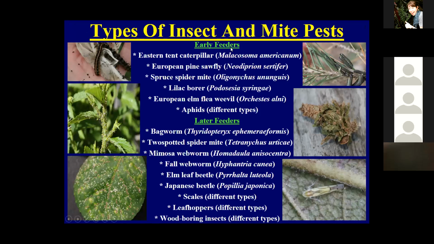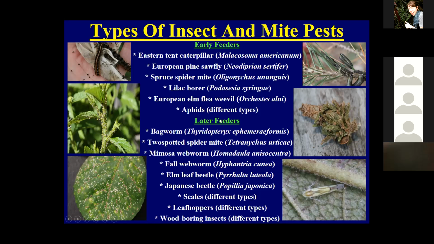We have our early feeders and our later feeders. Our early feeders are eastern tent caterpillar. These are probably out about April and May. European pine sawfly, spruce spider mite, lilac borer, European elm flea weevil, and different species of aphids. Okay, they come on early when plants are just coming out with their new growth.